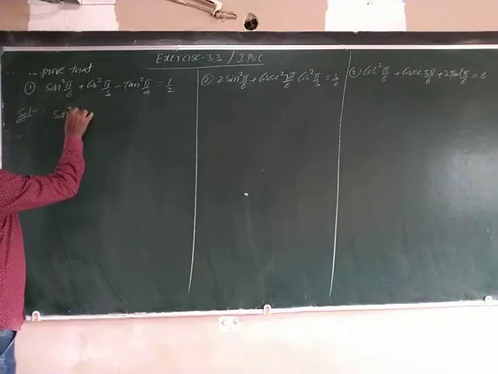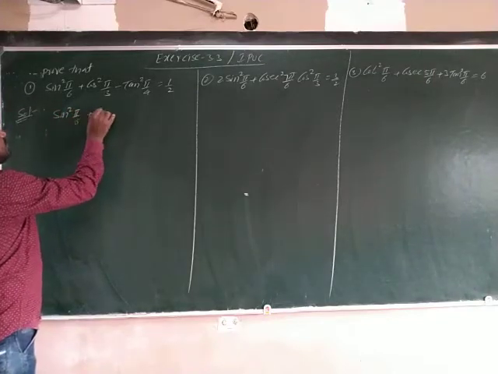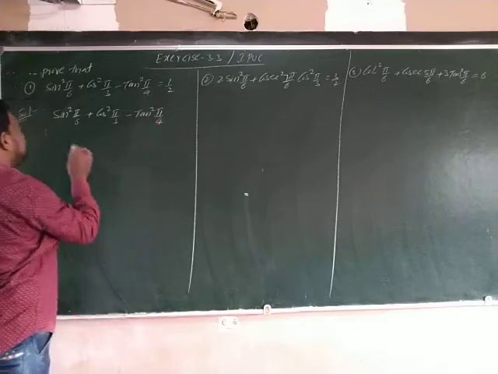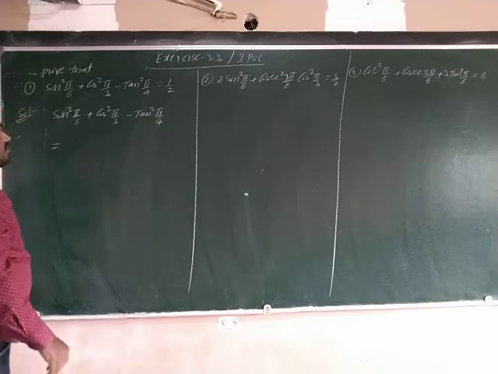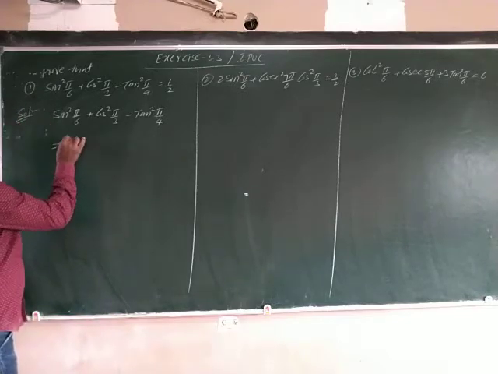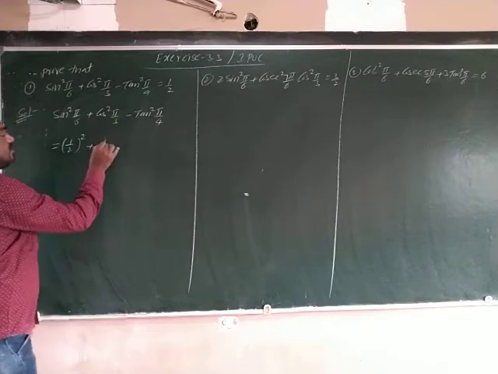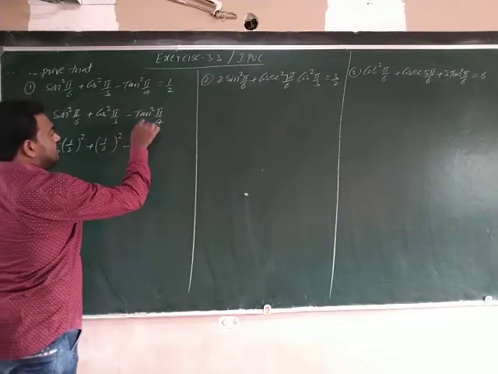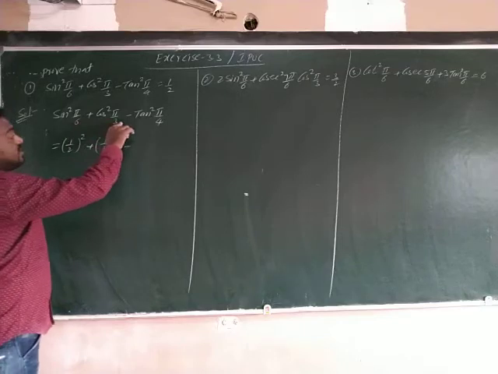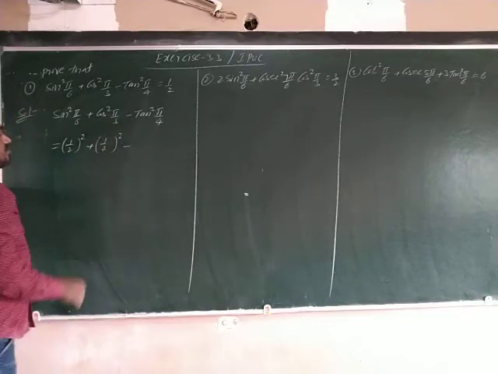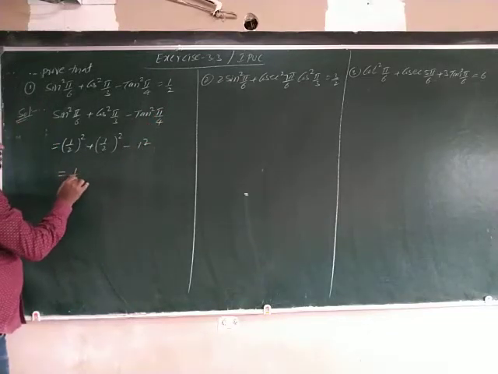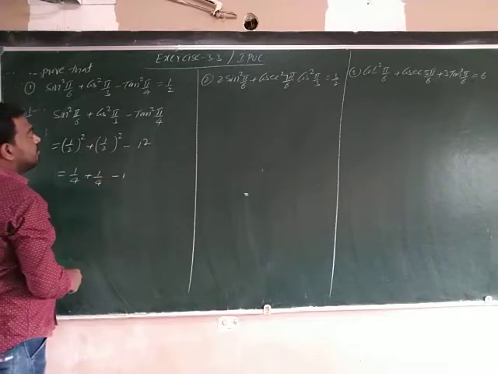First one, the left side value: sin square pi by 6 plus cos square pi by 3 minus tan square pi by 4 is equal to, sin pi by 6 is sin 30, value is 1 by 2, so 1 by 2 whole square. Cos 60 value also 1 by 2, so 1 by 2 whole square. Tan 45 is 1. So 1 by 4 plus 1 by 4 minus 1.